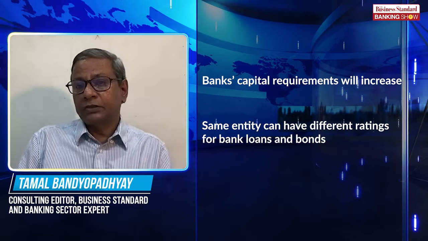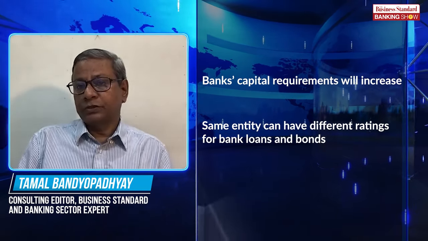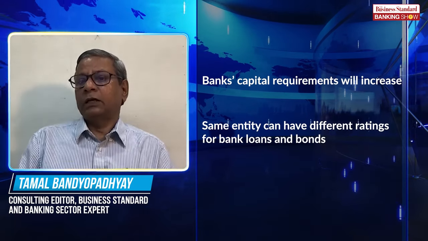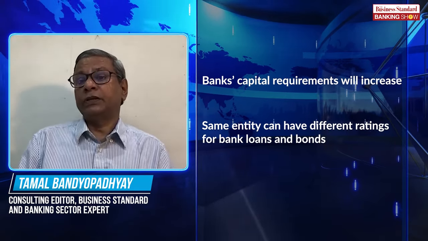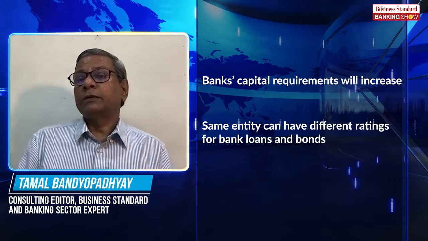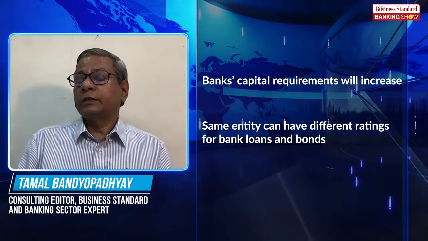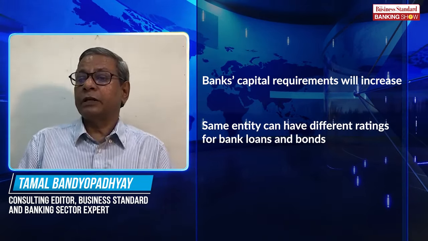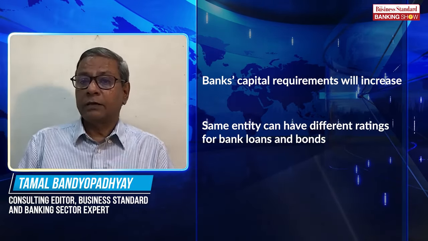In that case, there is no anomaly. But if a rater chooses, no, I'll follow a little softer approach in relative terms, then there could be anomalies. The same entity can have different ratings for bank loans as well as bonds.